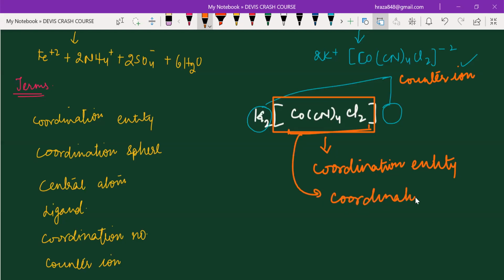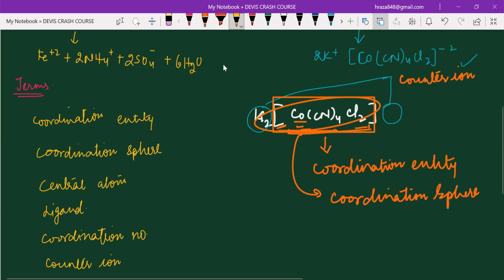Wait, both coordination entity and sphere are the same? Yeah, this is the coordination sphere. Sphere is like just the surface you can see. And entity is also the same. Coordination sphere is the space that we can call, and coordination entity is the atoms and all things that are present.